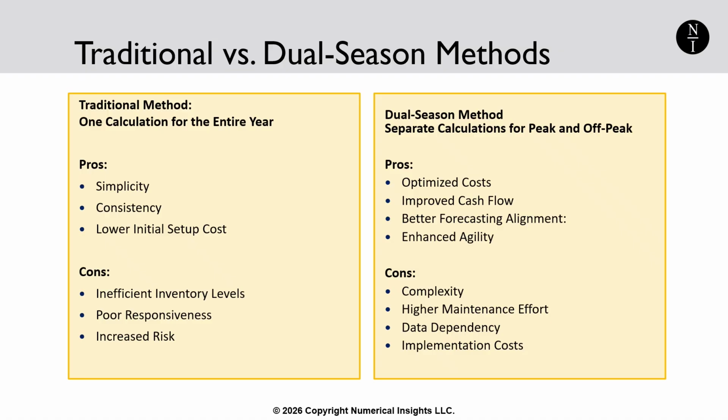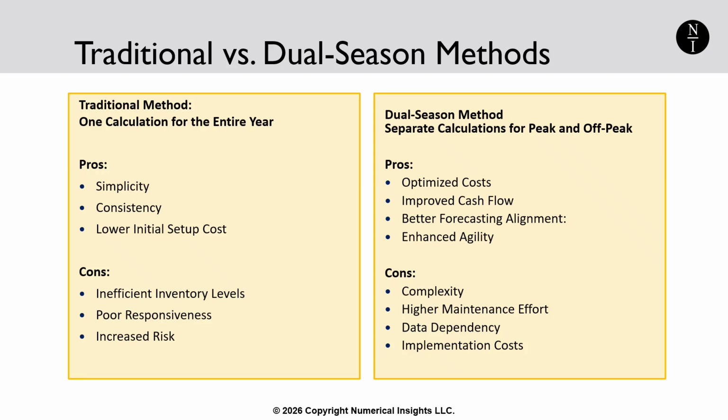The traditional method, so one calculation for the entire year. The pros are that it is simple. It's easier to compute and maintain. No need for seasonal data segmentation or switching logic throughout the year. You have consistency. Uniform processes reduce errors from manual interventions. It's straightforward to train staff and integrate with simple inventory software. There's a lower initial setup cost. It requires less data analysis up front, saving time for businesses with limited analytics resources.